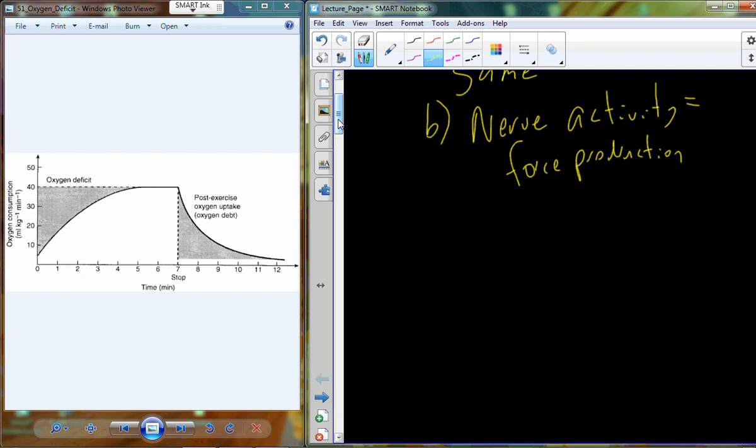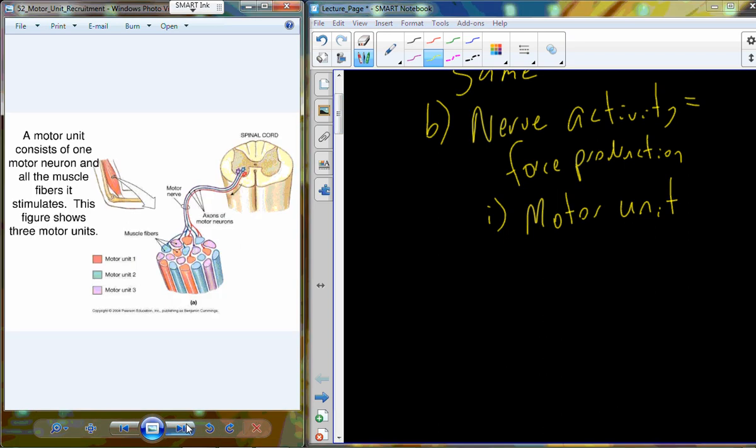Now, we briefly touched on this thing called a motor unit. Inside of all of our muscles, we have multiple neurons, multiple nerve cells that interact with bundles of muscle cells, called motor units. In this figure, you can see there are three motor units listed out. This purple nerve fiber comes down and interacts with these purple cells distributed throughout the muscle. Whenever this nerve is activated to fire, these purple cells are going to contract.